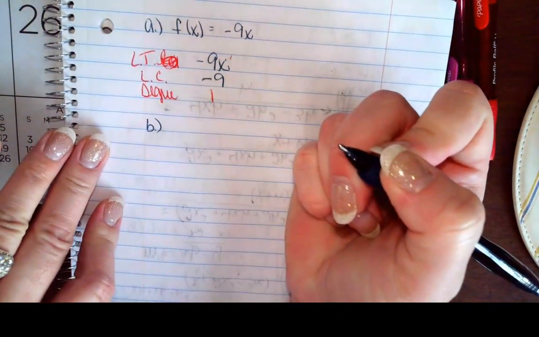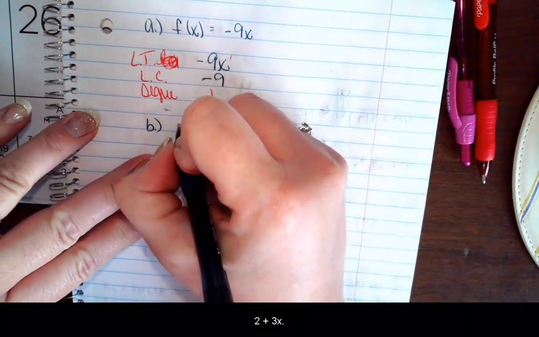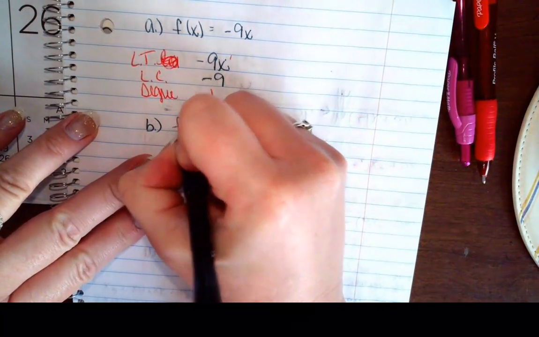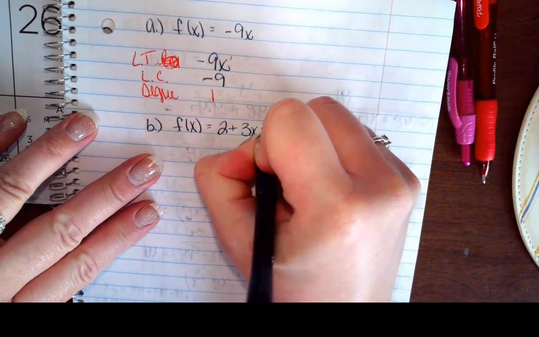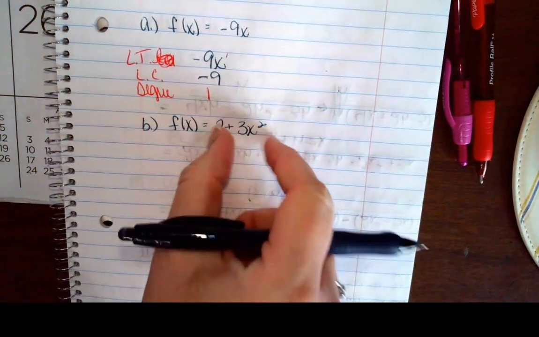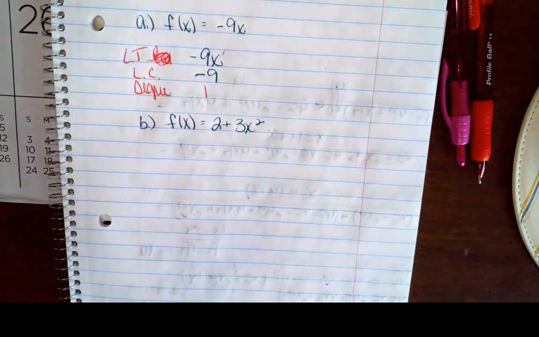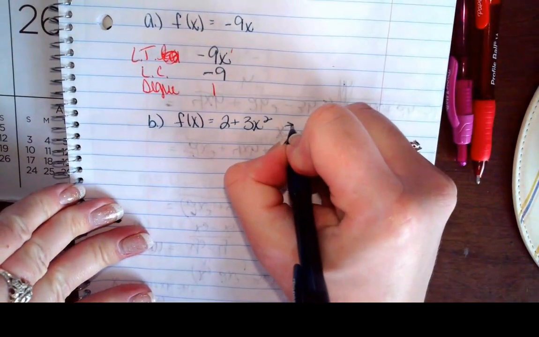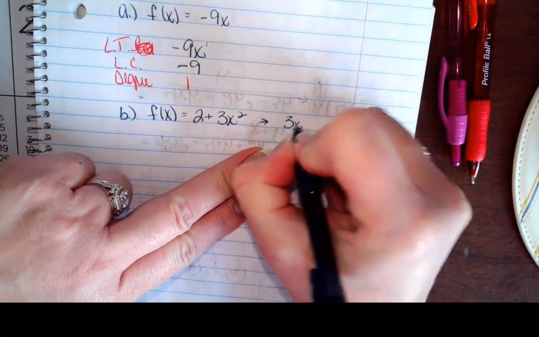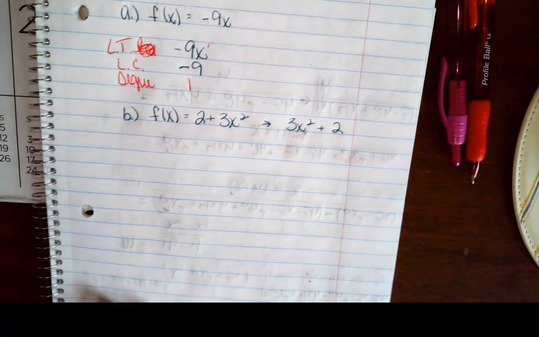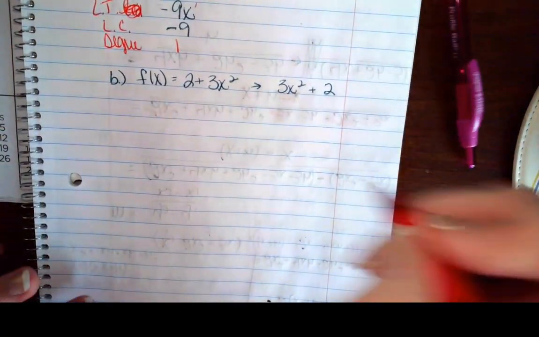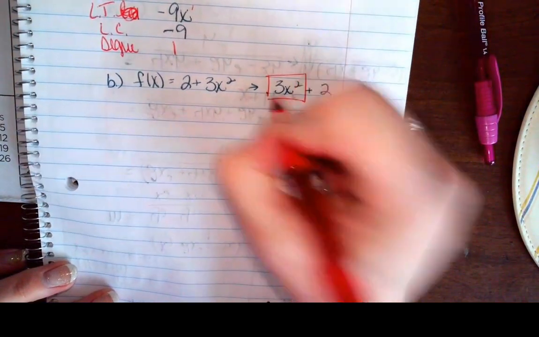We have 2 plus 3x squared. And the first thing that I notice is that this is not in descending order. So I'm going to go ahead and organize a little bit and rewrite that as a positive 3x squared and a positive 2. So now that it's in descending order, it is much easier to identify my lead term.